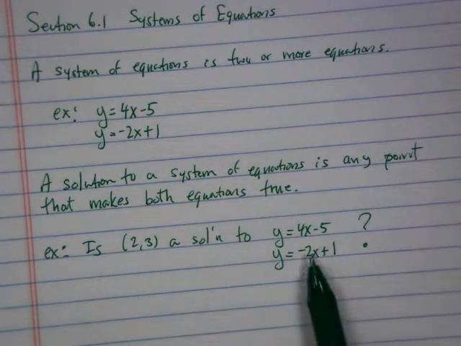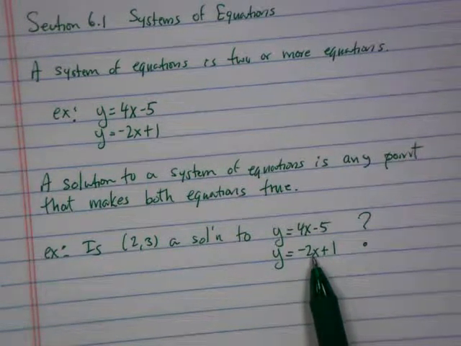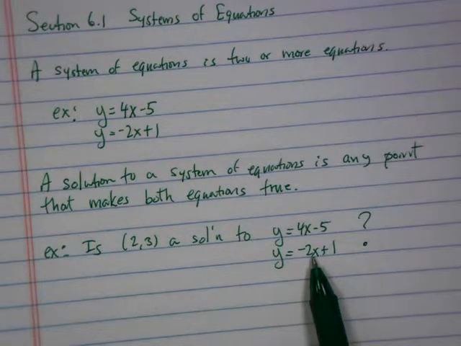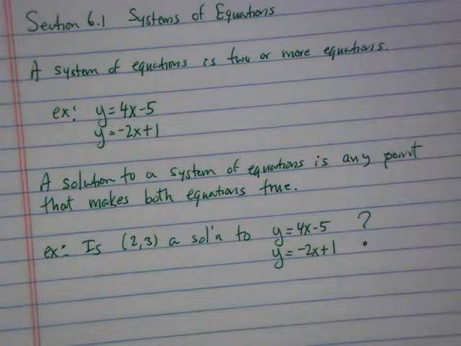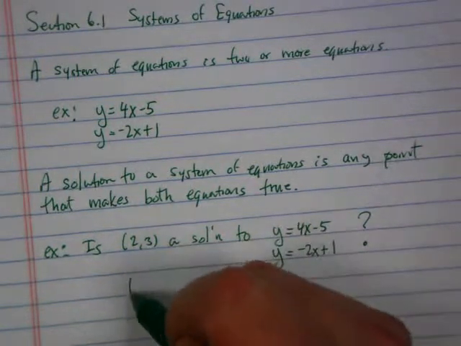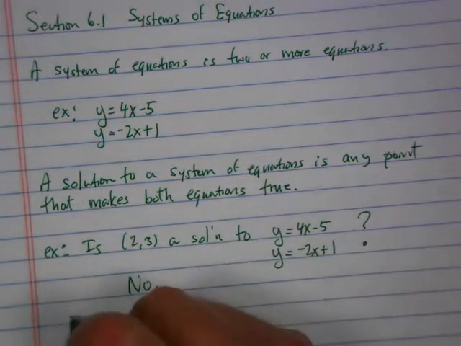Plug it in the second one. What's negative 2 times 2? Negative 4 plus 1 is negative 3. So is it a solution? No, it worked for one, but it did not work for the other. It's got to work for both. So the answer would be no. All right.